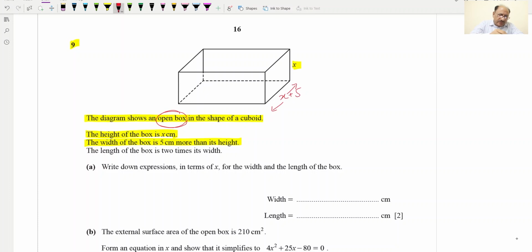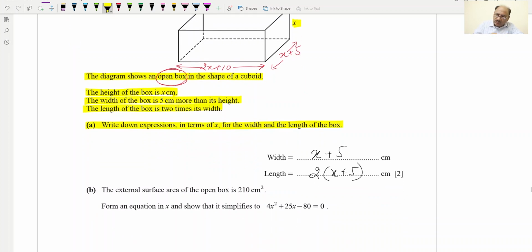Hopefully you understand this. Then the length of the box is 2 times its width. So 2 times its width means this will be 2x plus 10, and this is basically the length. Now they are saying write down expressions in terms of x for the width and the length of the box, which we have already done. This will be x plus 5, and this will be 2x plus 10, or you can write 2 common, so inside will be x plus 5. This was basically a 2-mark question.